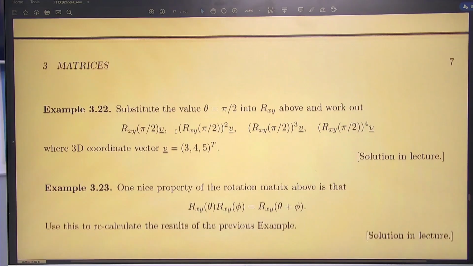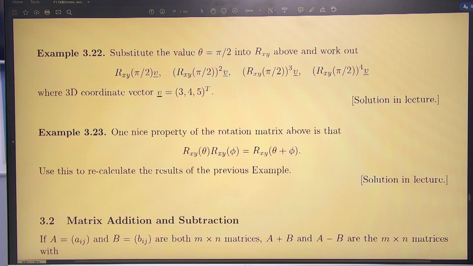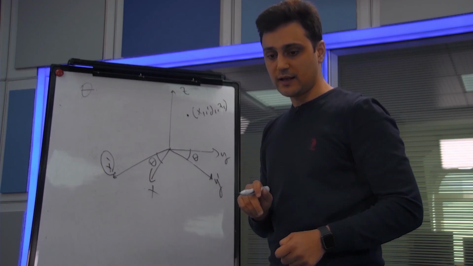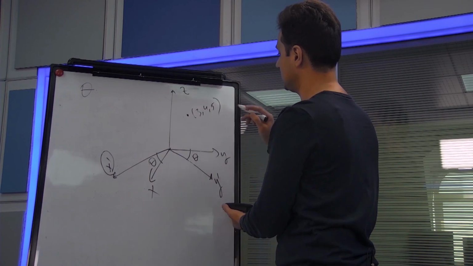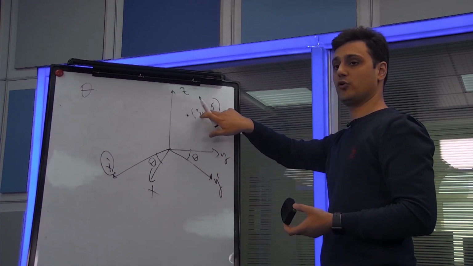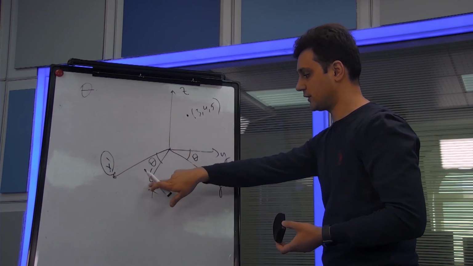For example, we have example 3.22. Theta is pi over 2, right? It means that this conversion is done by pi over 2. And we need to find R x y pi over 2 multiplied by v. So what's v? V is the point. Let's say, for example, it is 3, 4, and 5. This is the coordinate of this point in the previous coordinate system.